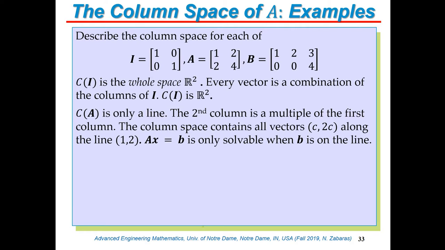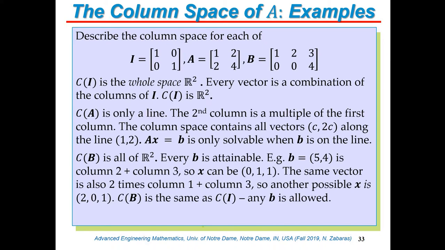Now, the third example. If you look now at the matrix B, obviously the column space, again, is a subspace of R2. And if you look carefully, it has two independent columns. So, for example, column 1 and column 3 are independent. And in R2, these two columns can generate any vector. Okay? So basically, the column space of B is the whole of R2. And if you try to solve Bx = b for some vector b, you can solve it for any vector b in R2 because the column space of B spans the whole space R2.